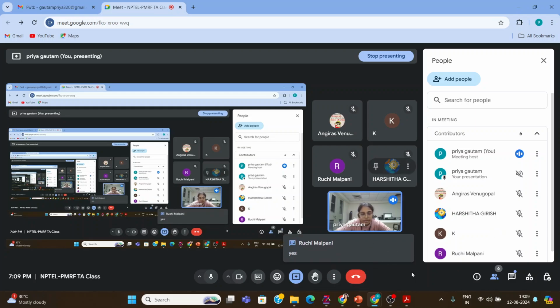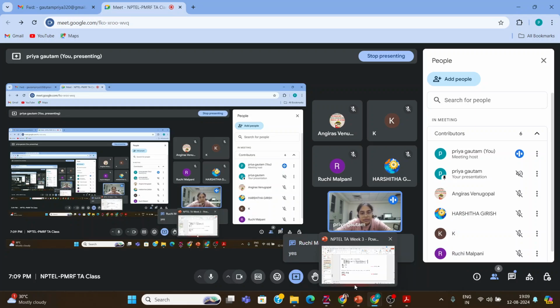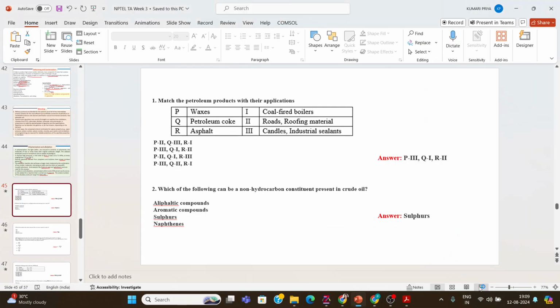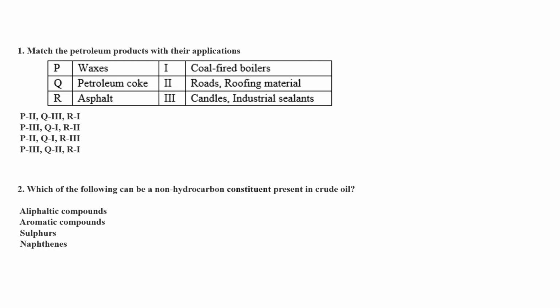Hello. Okay, so let me start with the question answer part. And I would like you guys to answer at least the objective questions. Match the petroleum products with their applications. Anyone from the student side?